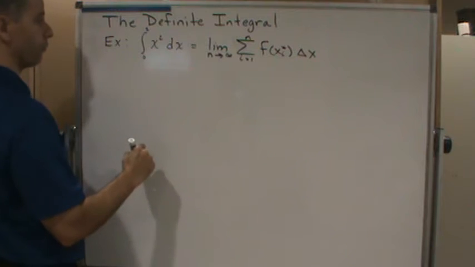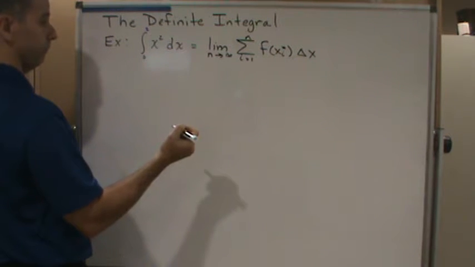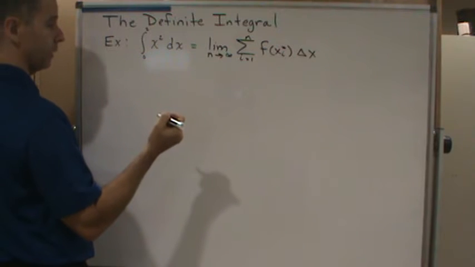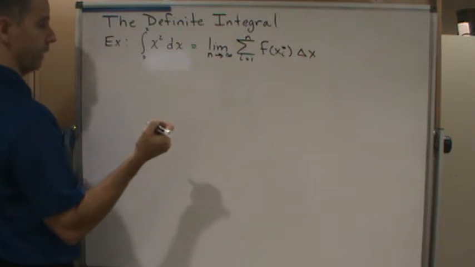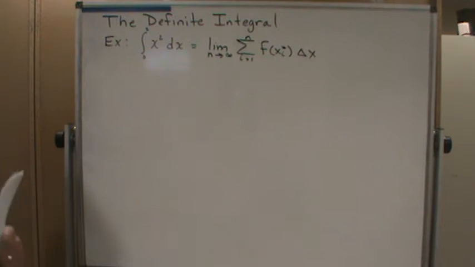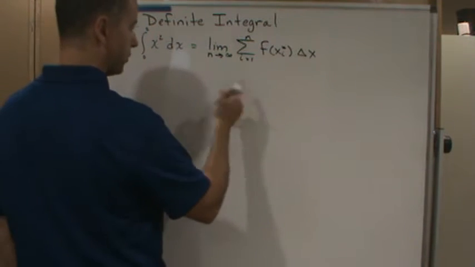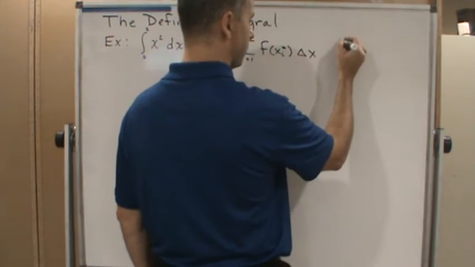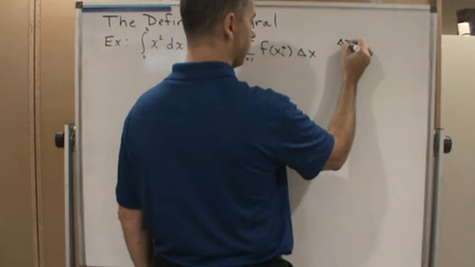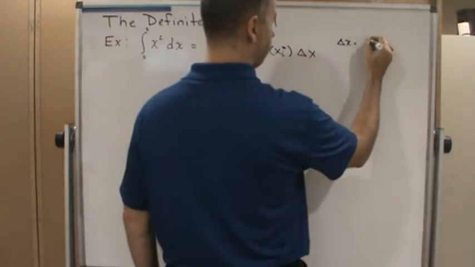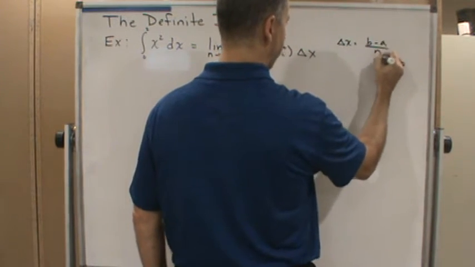Okay, so they also want us to use the right endpoint approximation. Okay? So they want us to use the right endpoint approximation, that's what we're going to do. So let's go over here and do some scratch work. So first of all, we've got to find delta x. Delta x is again b minus a over n.